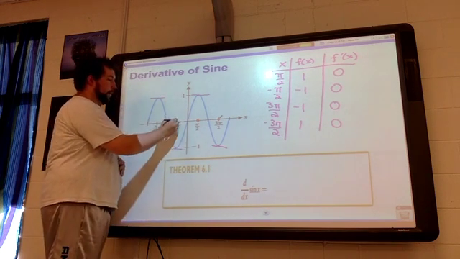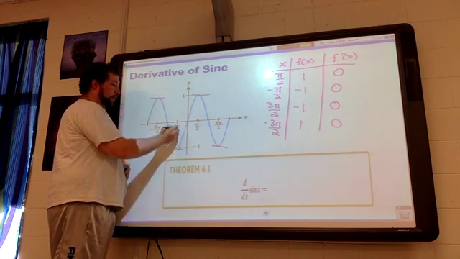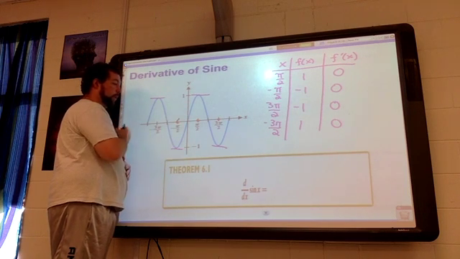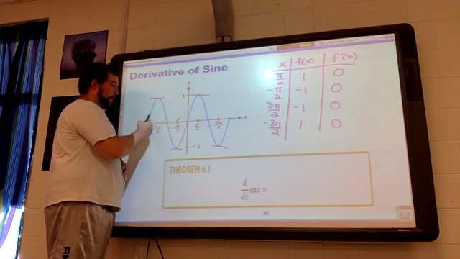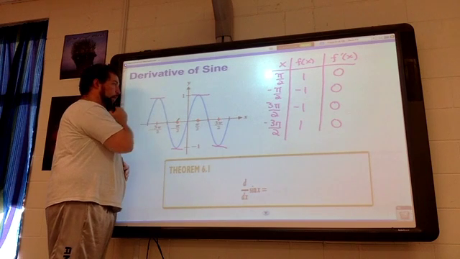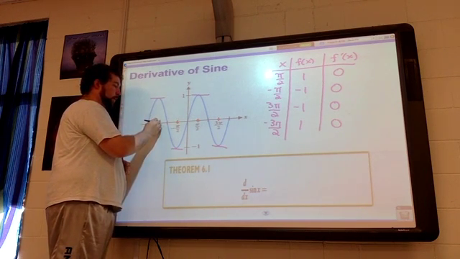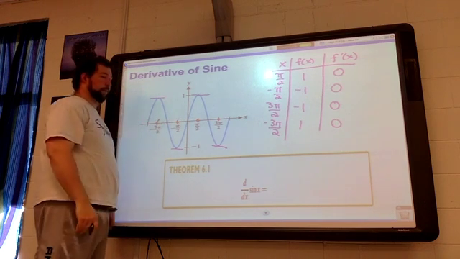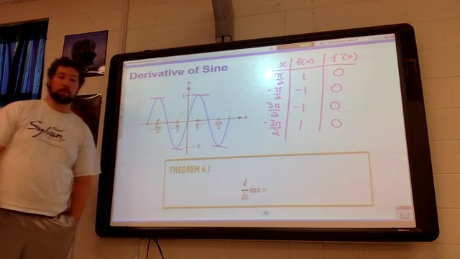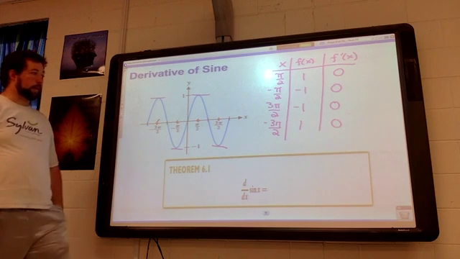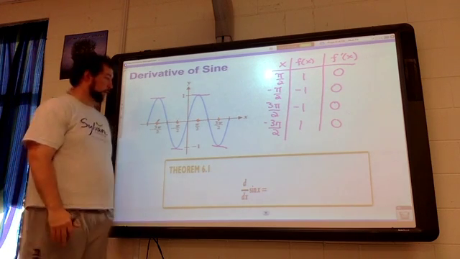At negative pi over 2, I have a slope of my normal function of 0, so my derivative value is 0. And at negative 3 pi over 2, again, the slope of the original sine function is 0, so the derivative function is going to be 0 there as well. Now let's figure out what's happening in between these.